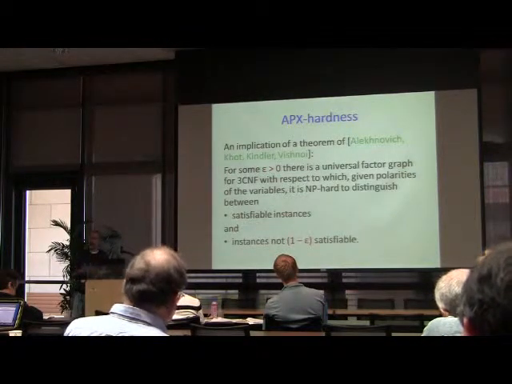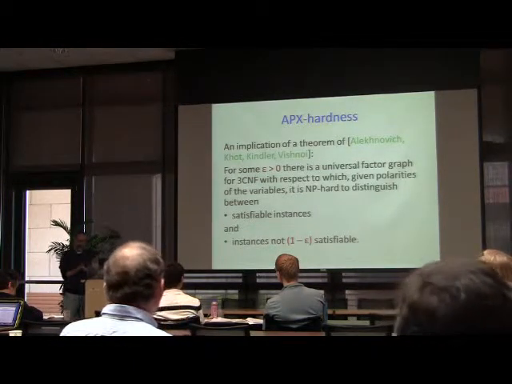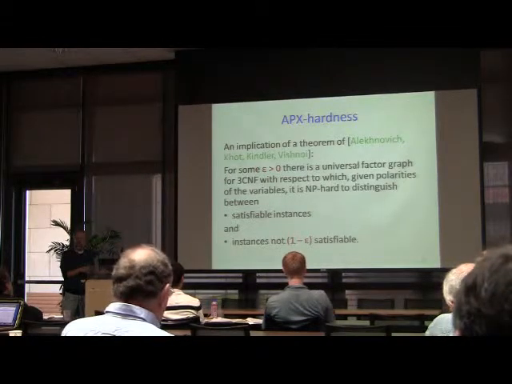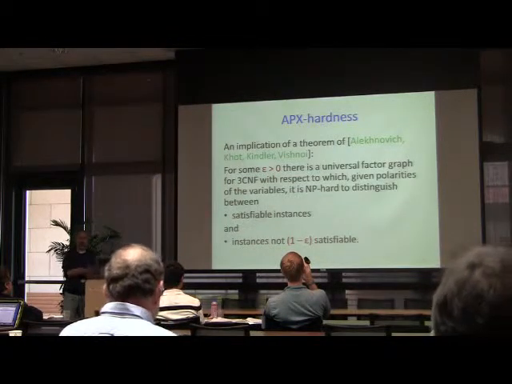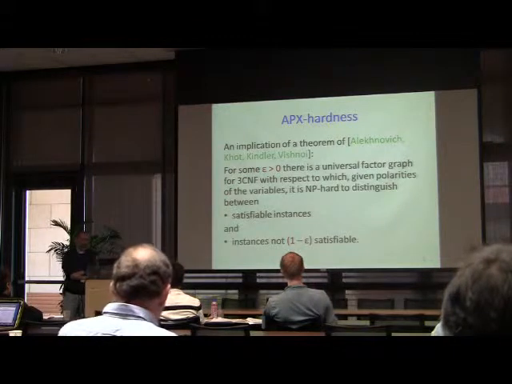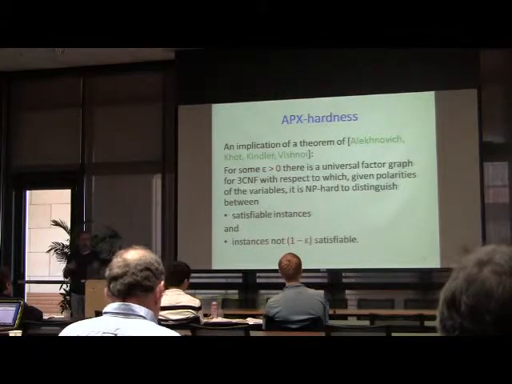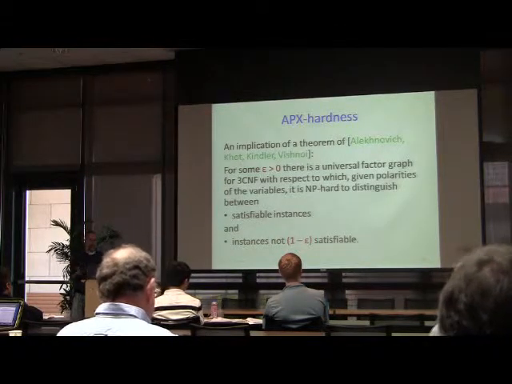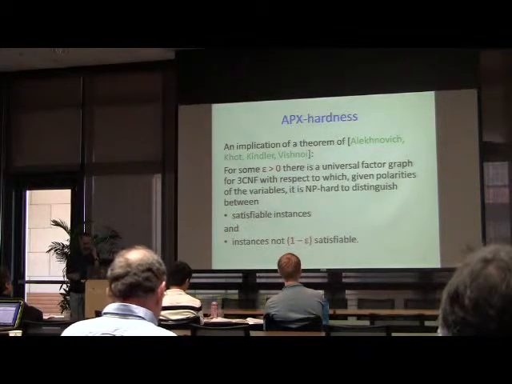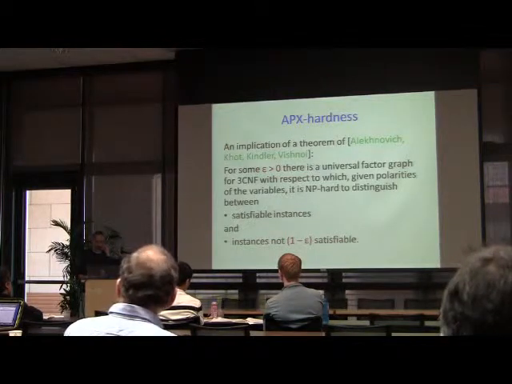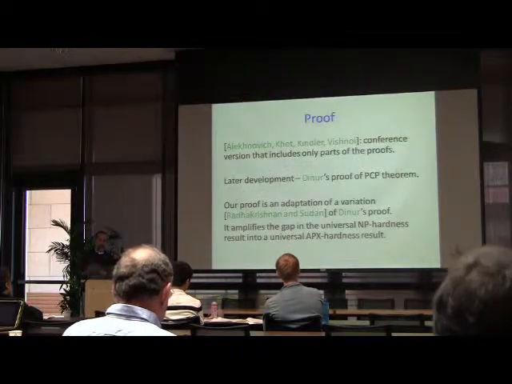Okay. So if we look at previous work on lattice problems with preprocessing, a theorem of the form stated here was not explicitly proved there, but it's not difficult to derive it from there. That for some epsilon, there is a universal factor graph for 3CNF or 3SAT, with respect to which, once you give the polarities of the variables, it's NP hard to distinguish between satisfiable instances and instances that are not 1 minus epsilon satisfiable. So this follows from previous work.